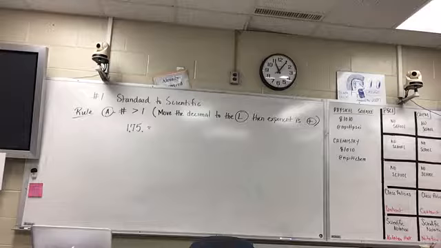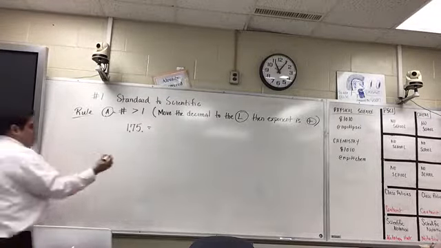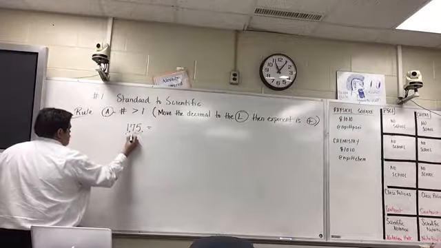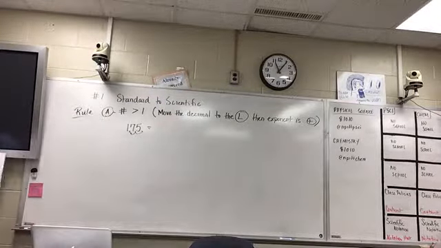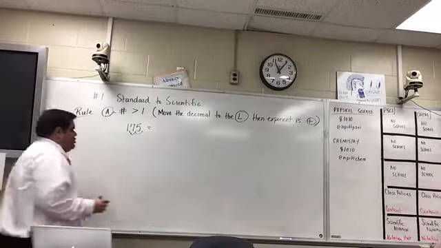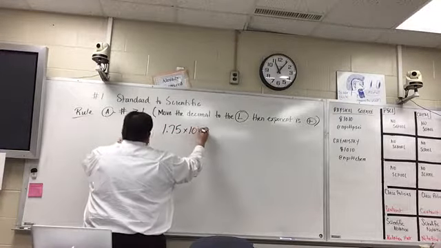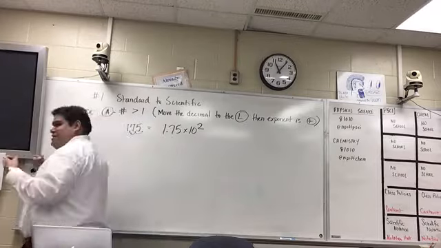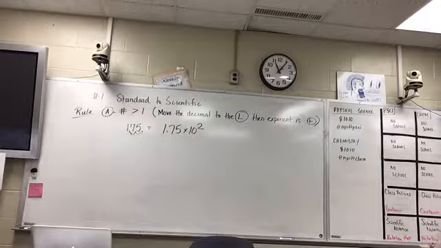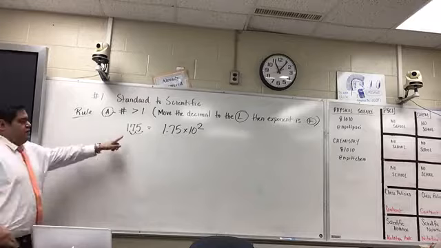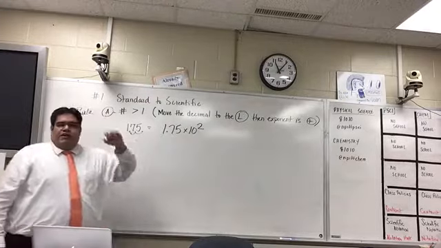So now, I know my exponent is going to be positive, right? How many places am I moving my decimal? 2. Okay, I'm going once, twice. So now I know my number for my exponent. My exponent number is going to be what? 2. So when I do that, I'm left with 1.75 times 10 to the second power, because I moved it 2 spaces. And because I moved it to the left, that 2 is a positive 2.